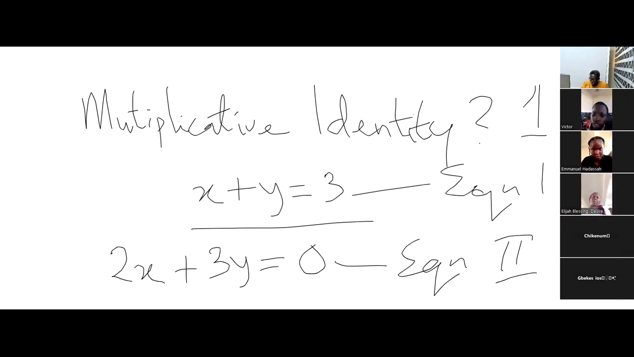Multiplicative identity is one. You are correct.